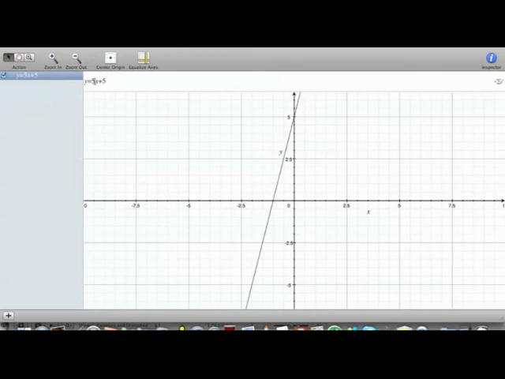If you want a steeper line, you can put the number up, and if you want a less steep line, put the number down. If you want the line to go in the opposite direction, going down, you put a negative at the beginning.